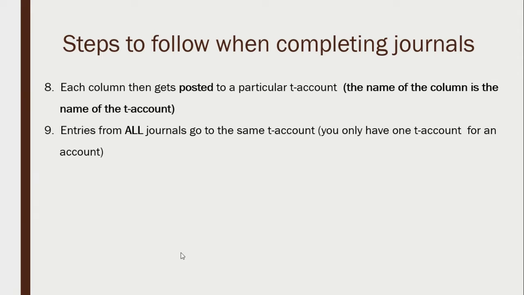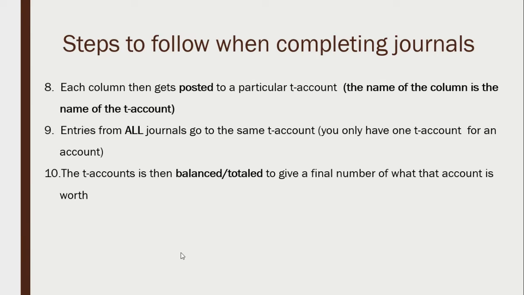So let's say, for example, your bank account will show all of your receipts as well as all of your payments and any journals or corrections that you have processed to the bank account. The T account is then balanced or totalled to give you the final number of what that account is worth.